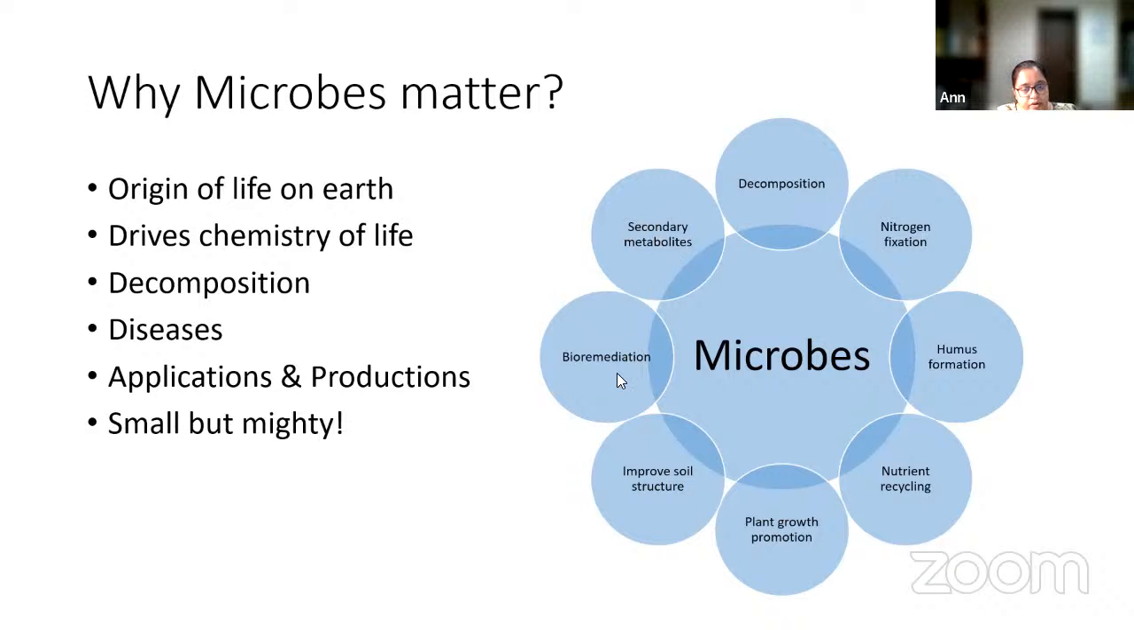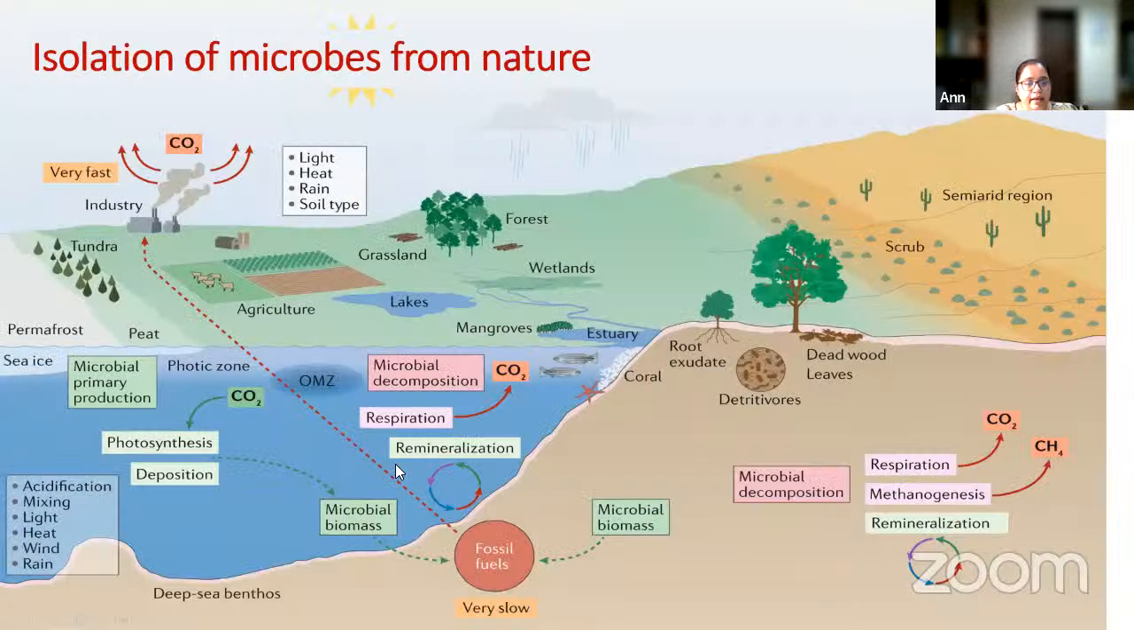So we look at secondary metabolites, bioremediation, soil structure improvement, plant growth promotion, nutrient recycling, humus formation, multiple of these things. So microorganisms may be tiny, but they definitely are an important source. And wherever on this earth you search, you will have microorganisms inherent to those zones. Each zone has its own population of microorganisms that thrive there. And when we come to isolation, we need to look at which zone you're looking at and then identify specific properties of that organism so that you can enrich it and grow it properly.